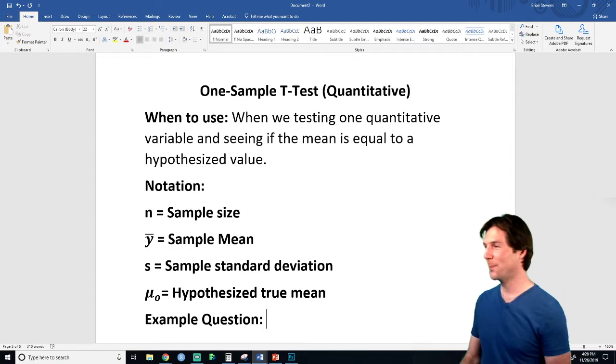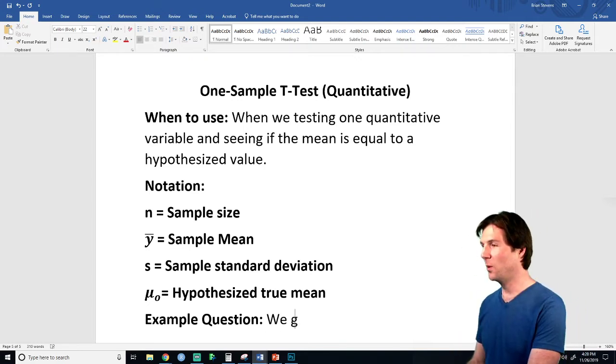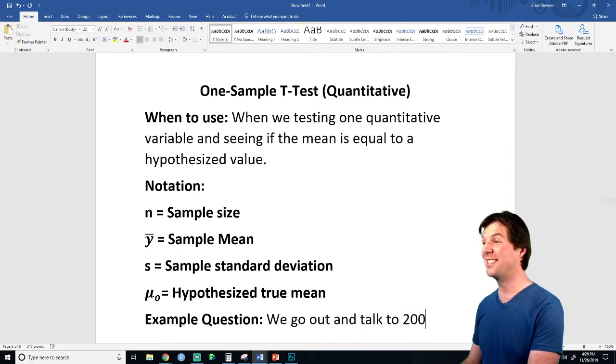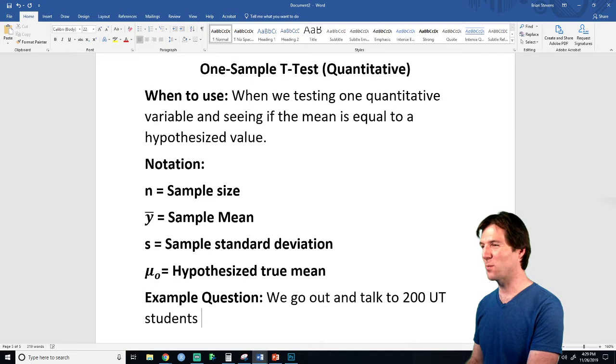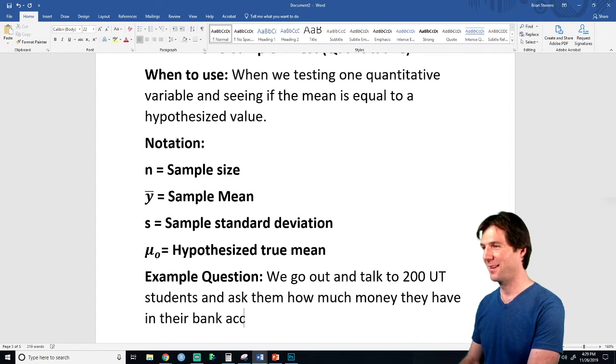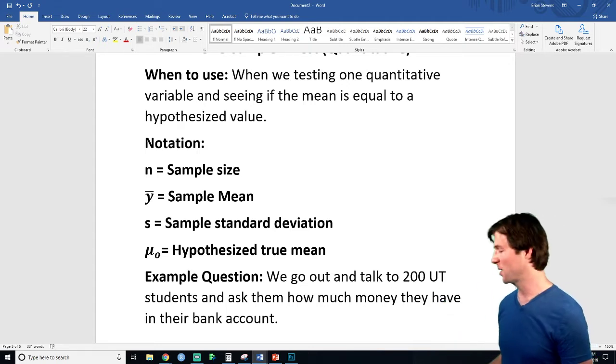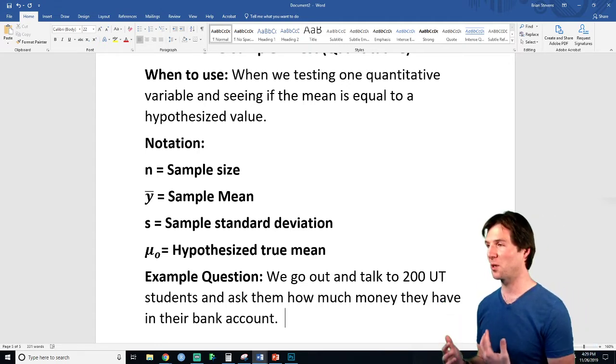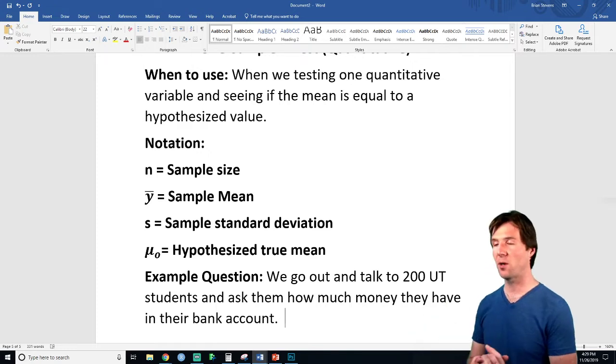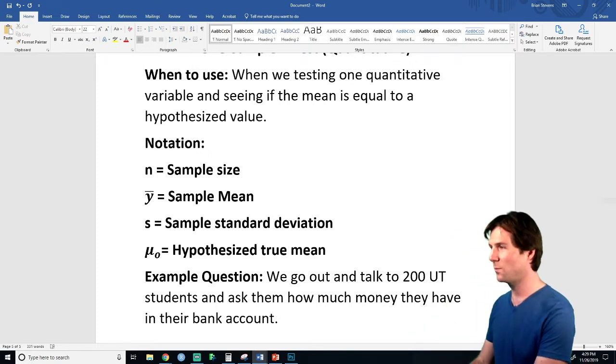Example question right here, we will say, we go out and talk to 200 UT students. Classic sample size. And ask them how much money. It's a very personal question to be asking people. Apparently, we're just going out. Hopefully, there's no sample bias or response bias or non-response bias, but we'll ignore the possible biases that would probably go into asking a question like this. So this is just a hypothetical, theoretical problem, and let's give it a shot here.